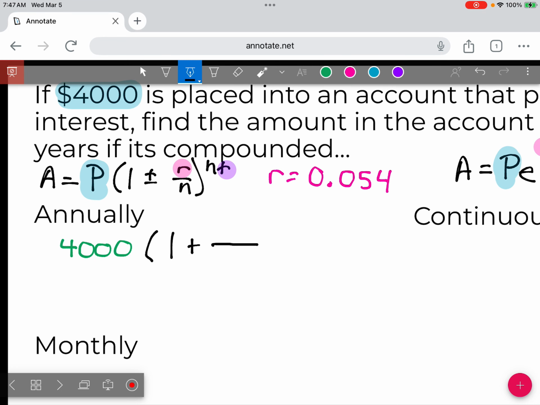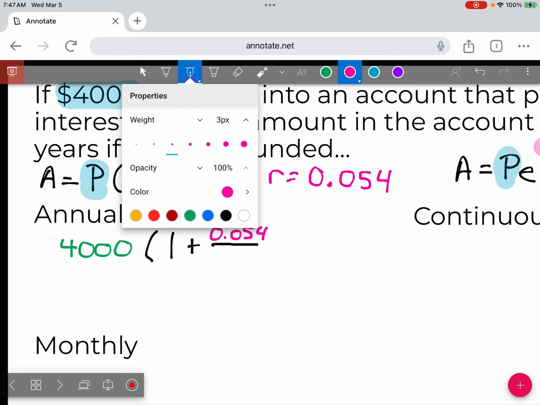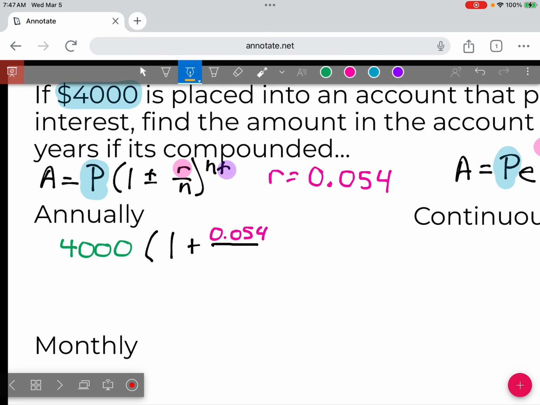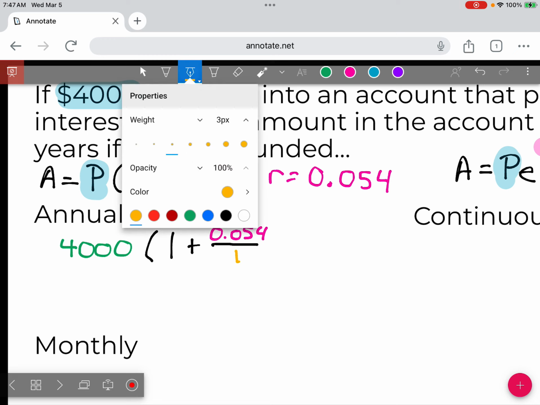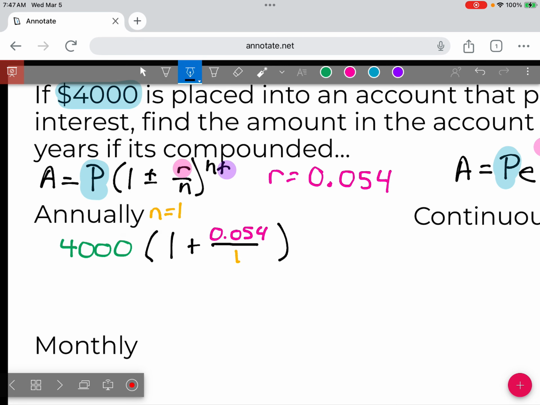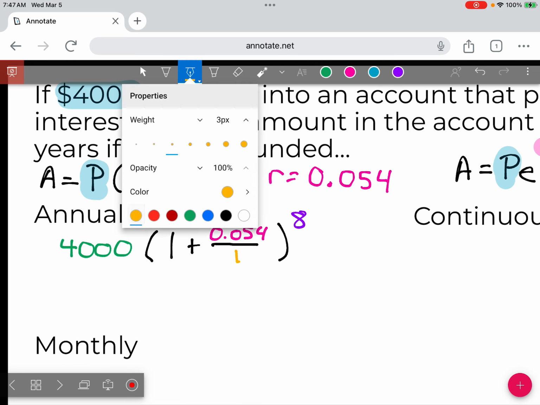So then we have our rate, which was our 0.054. What's our N on this one? 1. Good. Annually is an event that happens once a year. An annual gala, your birthday is an annual event. Happens once a year. So we'll have our exponent of our 8 times 1.